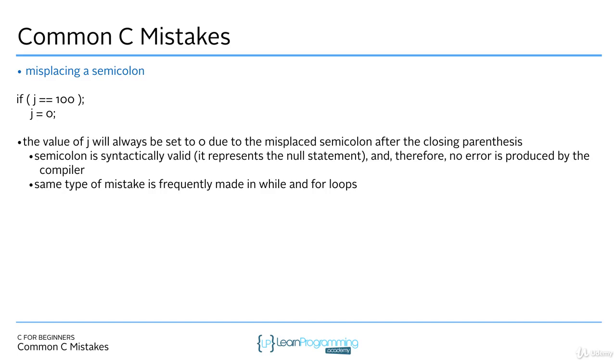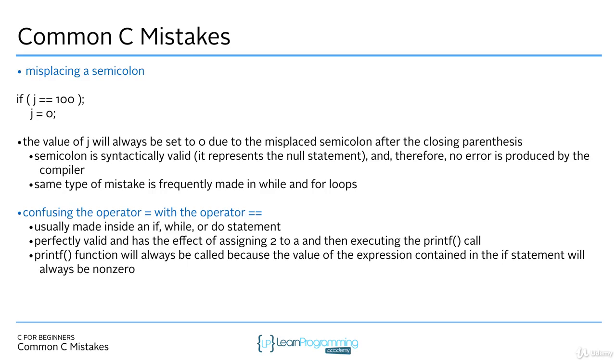So the semicolon is perfectly valid to have after the if statement. It actually represents the null statement, and therefore you don't have an error by the compiler, but this will cause a problem because j will never be set. And this type of mistake can be common in looping as well. When you have a loop and you put the semicolon at the end of the for loop, and then you may have a bracket. Very common.